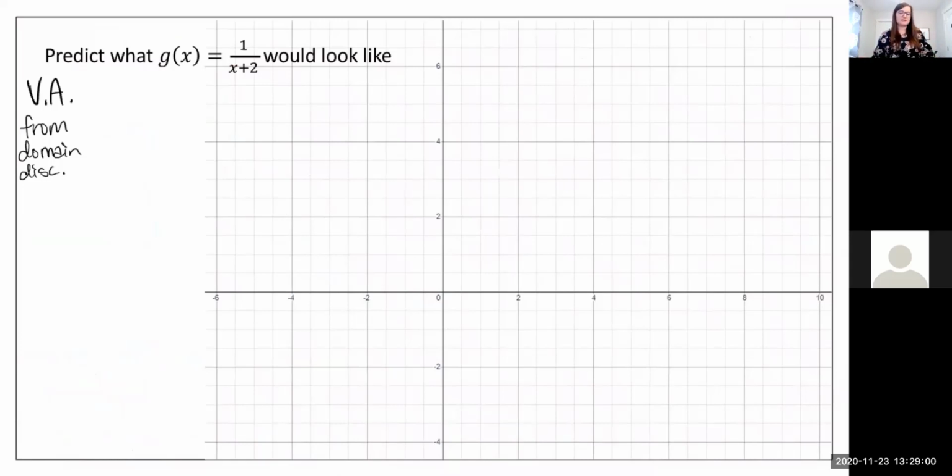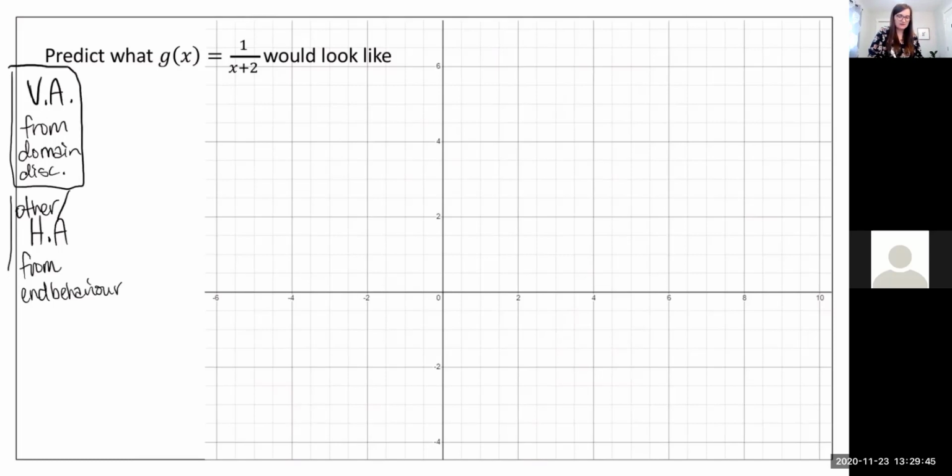Vertical asymptote really is paying attention to what does not exist for my x, and that's going to be basically my vertical asymptote. And my other asymptotes, which are usually referred to as horizontal asymptotes, come from end behavior. It comes from looking at the extremes. So think in your mind if you can identify a vertical asymptote and an end behavior asymptote.